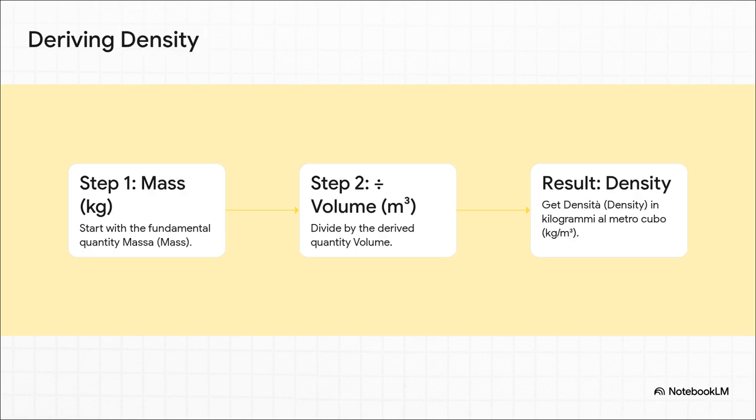Or how about another one? Density. That's just how much stuff is packed into a certain space. To get that, we take a fundamental quantity, mass in kilograms, and we divide it by volume, which is itself a derived quantity, meters cubed. The result is a totally new derived quantity, density, measured in kilograms per cubic meter.